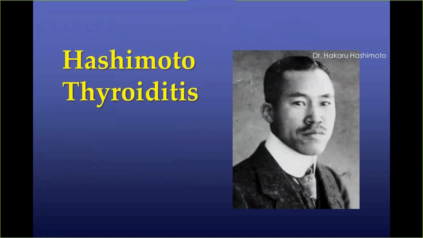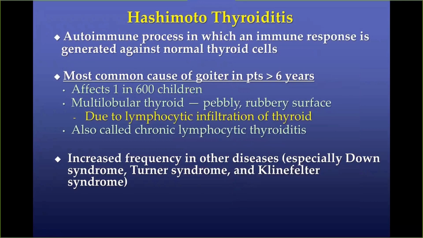This is Hashimoto, who was the first one to discover Hashimoto thyroiditis. Hashimoto thyroiditis is the most common cause of goiter in patients more than 6 years old. So sending thyroid peroxidase antibody and thyroglobulin antibody will be an initial point for patients presenting with goiter.